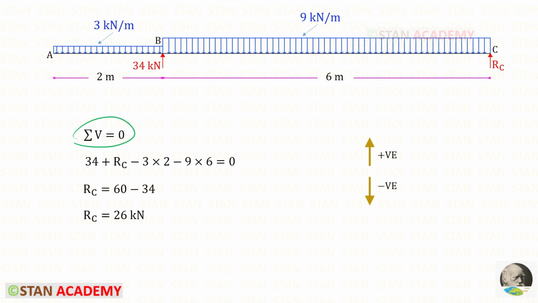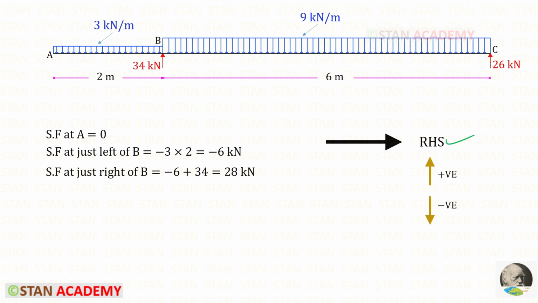Alternatively, using this rule, we can find RC very easily. RB and RC are acting upwards, so both of them are positive. These two UDL are acting downwards, so both of them will be negative. For the UDL, we have to take the area, which are 3 into 2 and 9 into 6. For RC, we will get 26 kN.